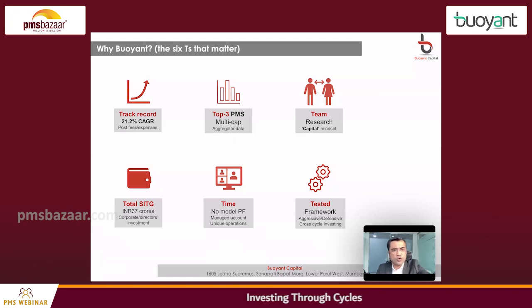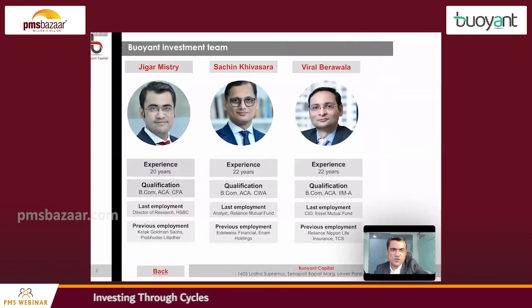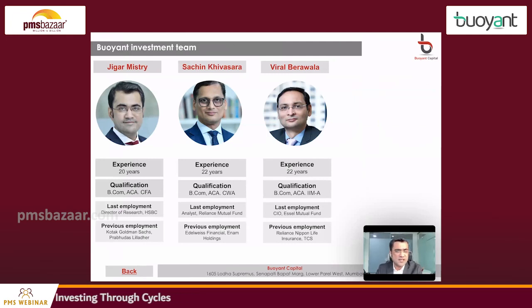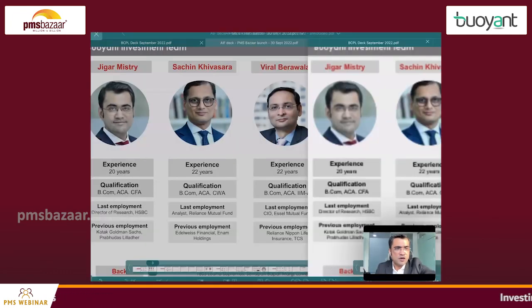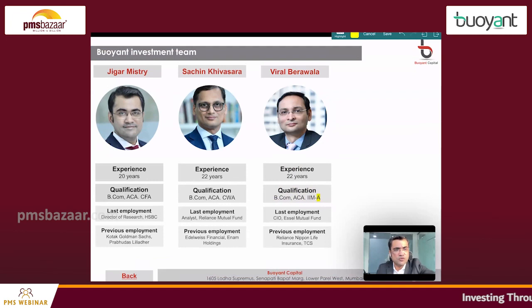Let me focus a lot more on what goes into the input part of it. The first, as is always the case, is the team. Buoyant is owned and run by 3 of us. All 3 of us are chartered accountants with 20-plus years of experience. Viral is also from IIM Ahmedabad, used to run SL Mutual Fund, and before that was the CIO of Reliance Life Insurance. He used to handle in excess of $3 billion in debt and equity, around 22,000 crores.